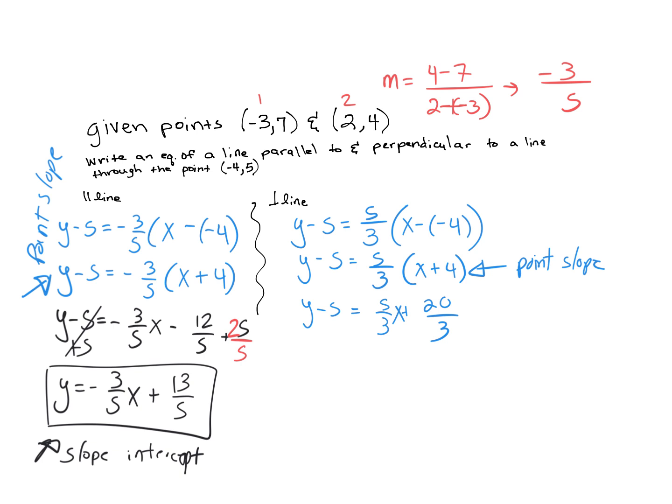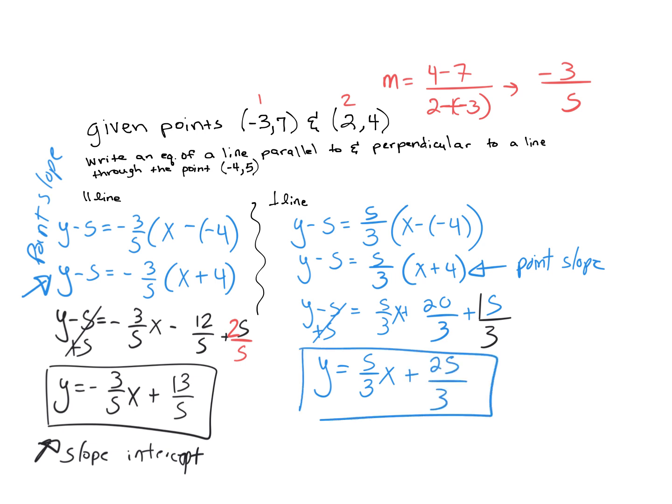I'm going to get the y-intercept. So then I go ahead and add the 5, and then we get y equals 5 over 3x. And again, I can't combine them until I make this a 15 over 3, which gives us a 25 over 3. So here we have slope-intercept and point slope. The y-intercept I am highlighting in red for both. And we have a parallel and a perpendicular.